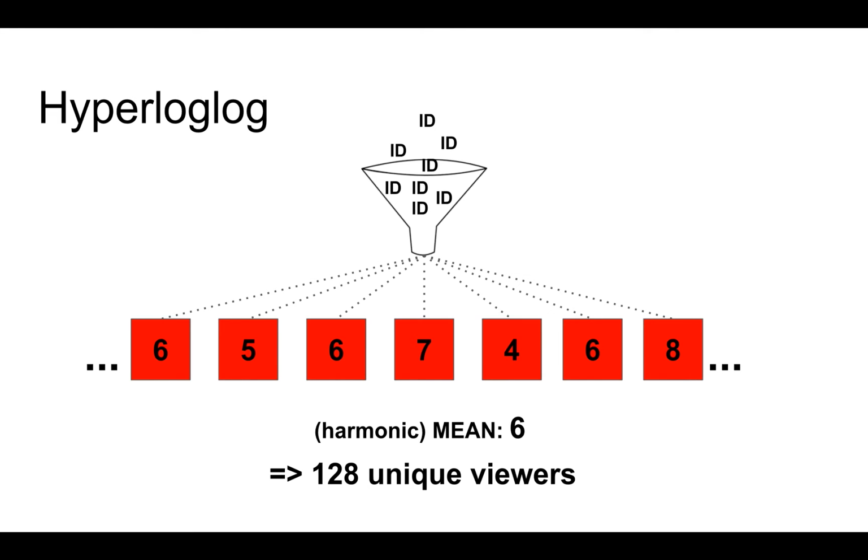Hyperloglog processes binary representations of the IDs we are counting in this way. For each of multiple buckets, it stores only the maximum length of leading zeros of all numbers in that bucket. An average is then computed and converted into an approximate count.